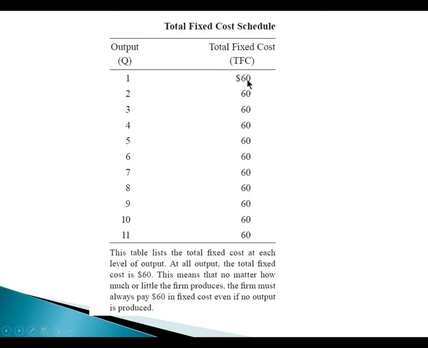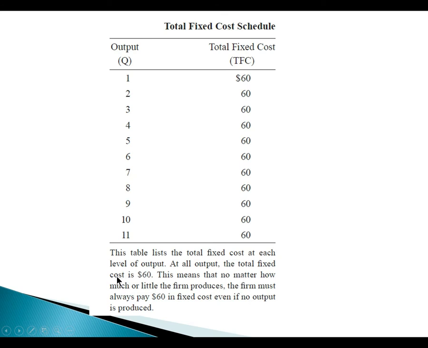That's 60. 60 comprises all those kinds of expenses which I've told you: the building cost, the machinery and equipment cost, the permanent staff salary, all kinds of rents, because these kinds of cost you have to pay, you have to incur in any condition. Either you are producing one amount of output or 11 amount of output, you have to pay all these things regularly. This table lists the total fixed cost at each level of output.